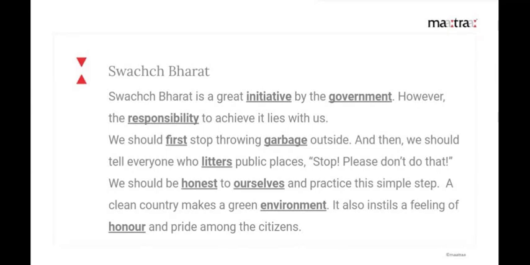Next sentence. We should first stop throwing garbage outside. And then we should tell everyone who litters public places, stop. Please don't do that. I hope you are repeating after me. You notice how the dialogue is said with expression, stop. Please don't do that.